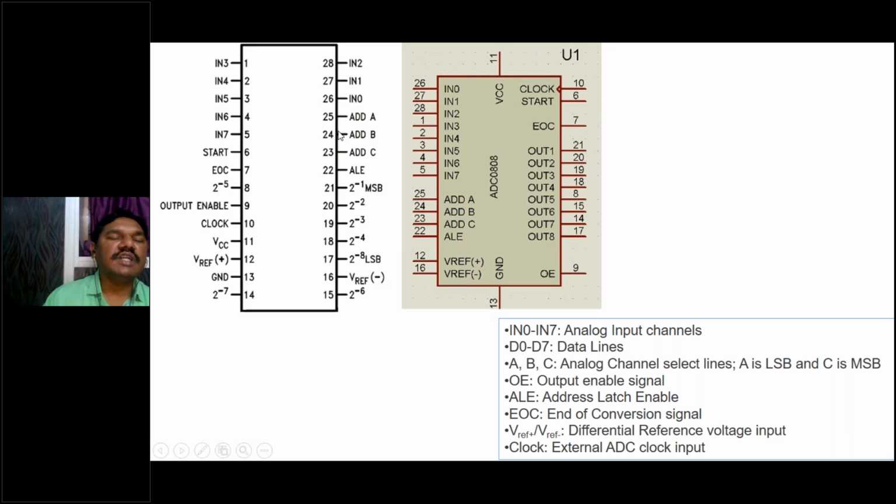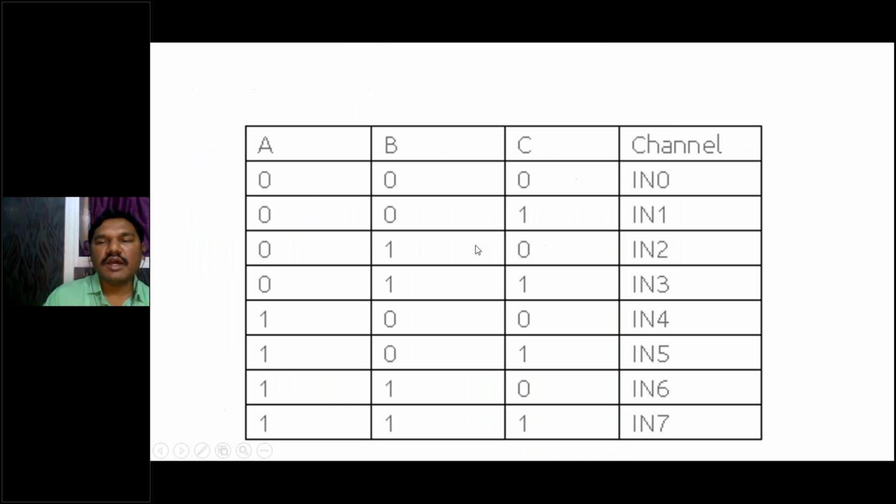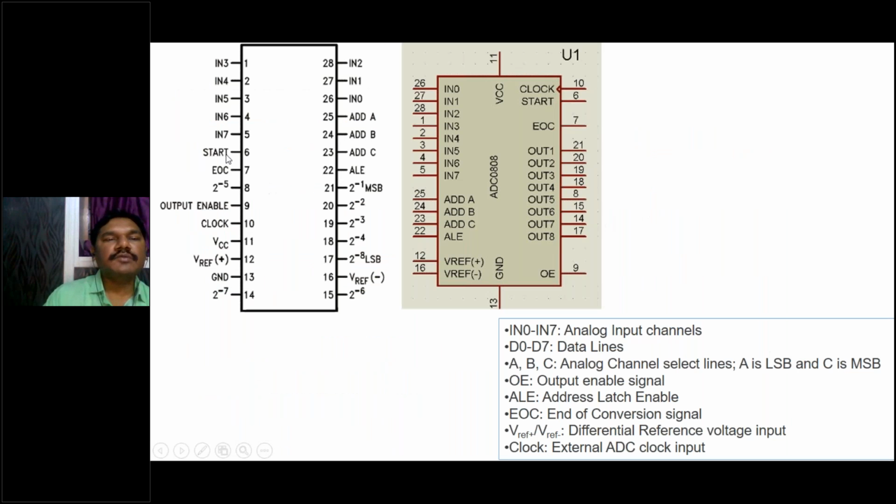To handle these 8 inputs, we need 3 selection lines. These are the 3 selection lines A, B, C. That's why they are called address A, address B, and address C. Here the address means this: 000, 001, 010, 011. Like that, IN0, IN1, IN2, IN3, one input will be selected.